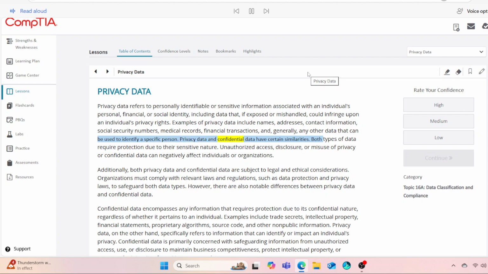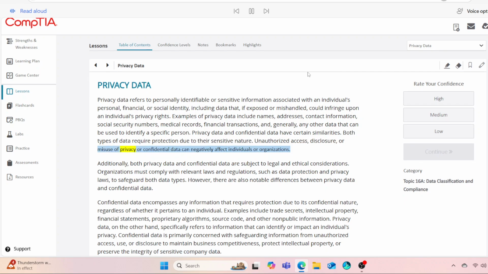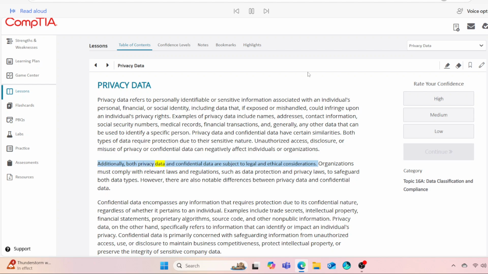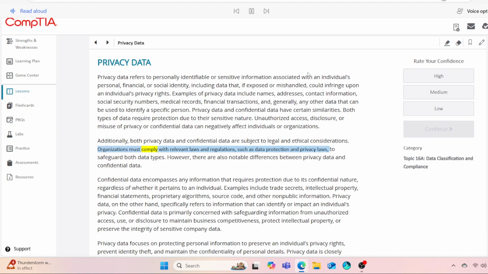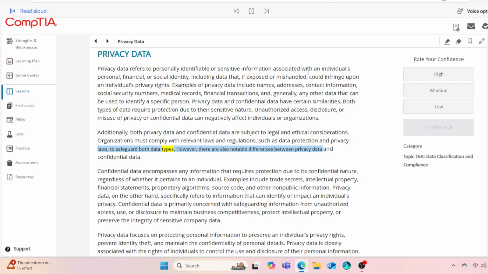Privacy data and confidential data have certain similarities. Both types of data require protection due to their sensitive nature. Unauthorized access, disclosure, or misuse of privacy or confidential data can negatively affect individuals or organizations. Additionally, both privacy data and confidential data are subject to legal and ethical considerations. Organizations must comply with relevant laws and regulations, such as data protection and privacy laws, to safeguard both data types.